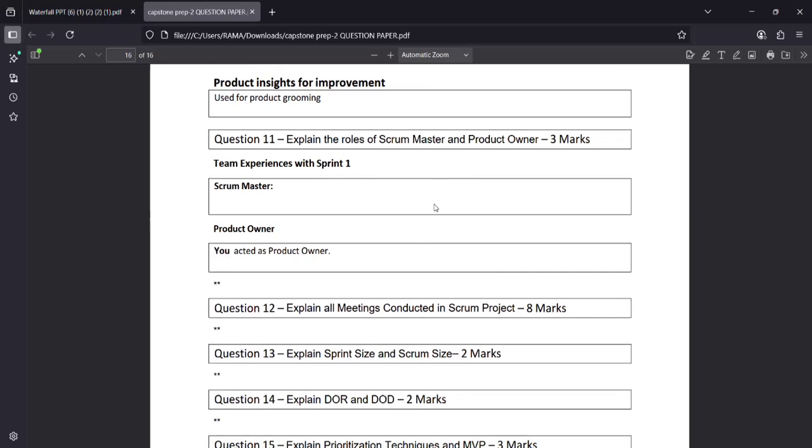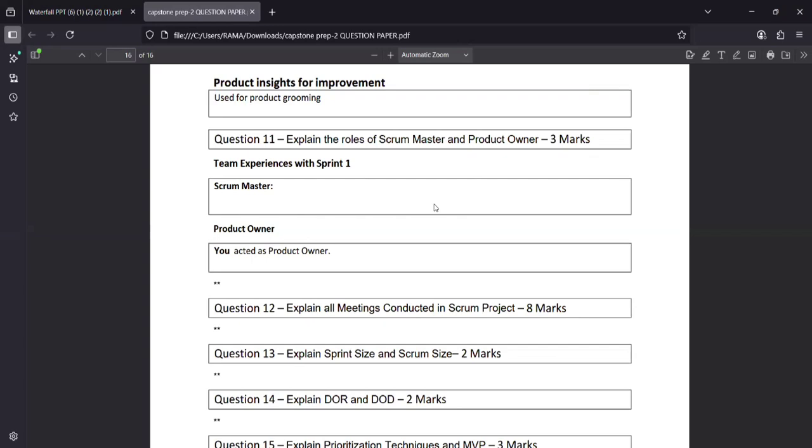The scrum master ensures the scrum process is followed and removes obstacles from the team. Just now I told you, the scrum master is responsible for identifying the impediments, and he is responsible for removing and resolving them. Obstacles, we can call them impediments.